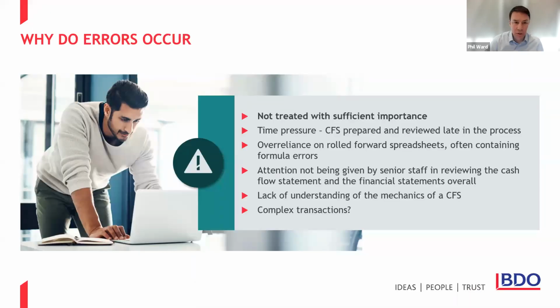So why do these errors occur? And Hamid's already touched on this. This statement isn't given the sufficient importance it deserves. It's a primary statement, equally important to your income statement and balance sheet, and it should be treated as such. Time pressure. Again, Hamid touched on this. Cash flow statements are almost invariably the last thing that's produced in the financial statements, and they're reviewed really late in the process when there isn't much time to correct those errors and really analyse what those balances are.